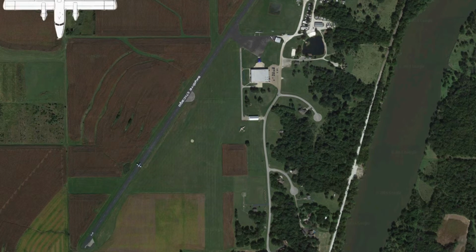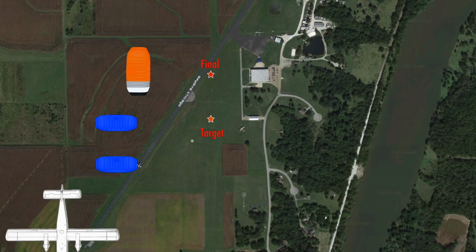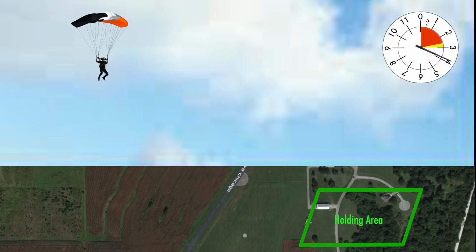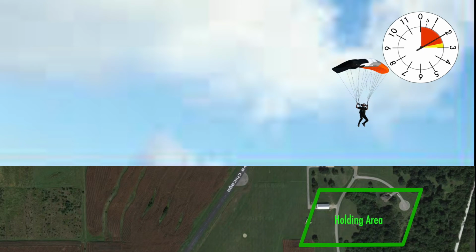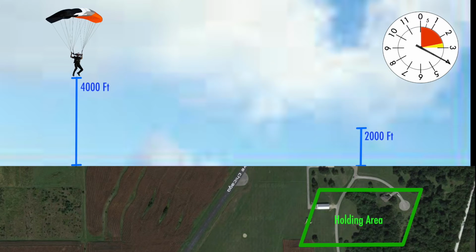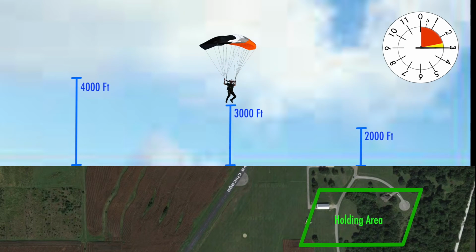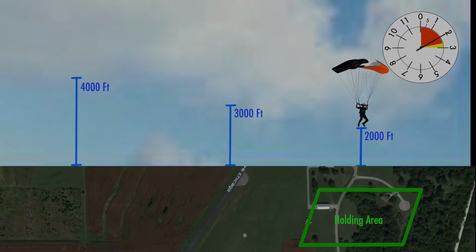As soon as it's safe to do so, head toward your holding area. Identify your landing target and your final, base, and downwind entry points. If you're not sure you will get to your holding area by your target altitude, use the halfway down, halfway there rule of thumb. For example, if you're trying to get to your holding area by 2,000 feet and you start heading there at 4,000 feet, then you should get halfway there by 3,000 feet. If not, it's likely you won't make it, and you should select an alternate landing target with achievable pattern points.